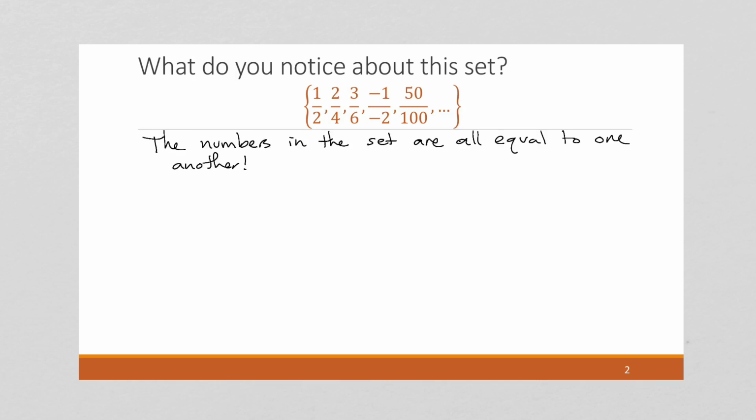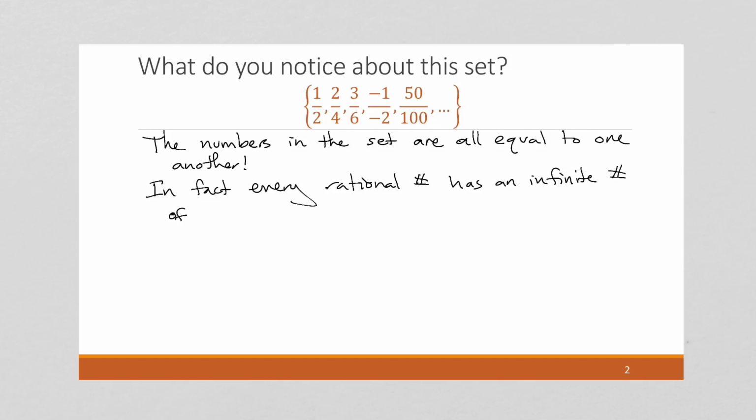1/2 is equal to 2/4. 2/4 is equal to 3/6, right? You just factor out the 3 from the numerator and denominator. The 3's cancel and you're left with 1/2, and so on and so forth. In fact, every rational number has an infinite number of numbers that equal it. Right? And this is because equality is an equivalence relation.